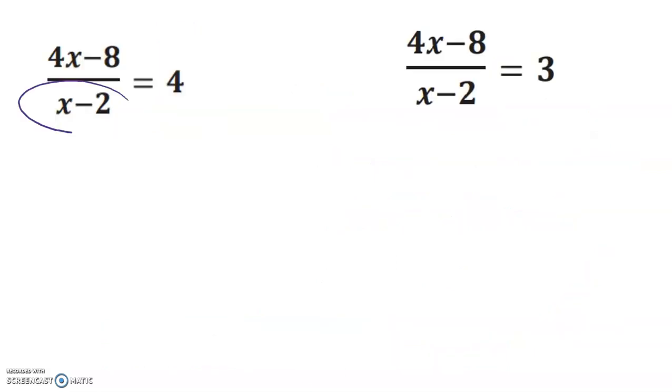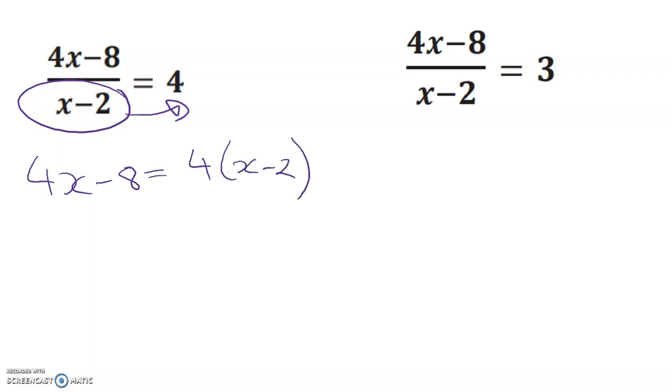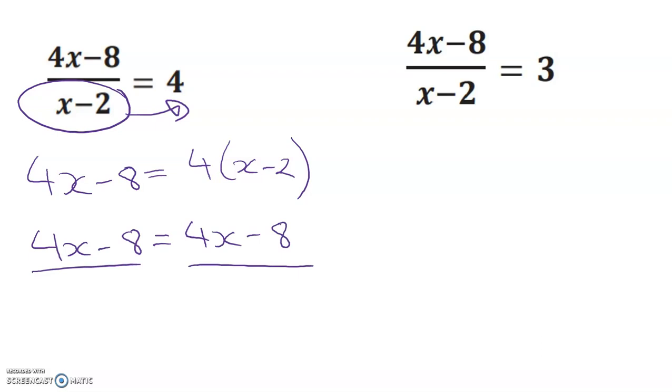I'm going to do cross multiplication again. So I get 4x minus 8 equals 4 times x minus 2. So 4x minus 8 equals 4x minus 8. Okay, now ordinarily when this happens, when we're solving, this means an infinite number of solutions, or all values of r. So you could say that x equals r.